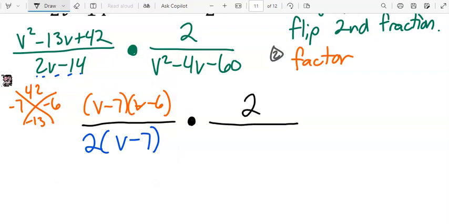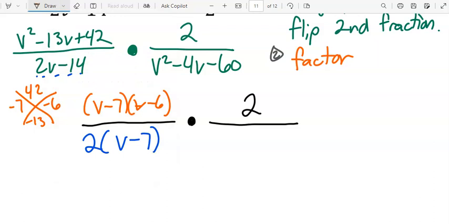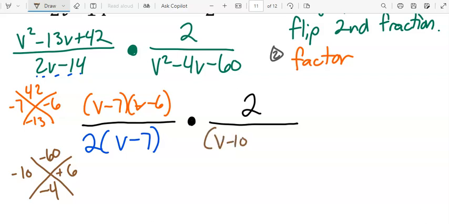Two is just 2, so we'll rewrite that. And let's factor out this expression, v squared minus 4v minus 60. So we want to find two numbers that multiply to negative 60 and subtract to negative 4. We would have negative 10 and positive 6. Our factored form would be v minus 10 and v plus 6.